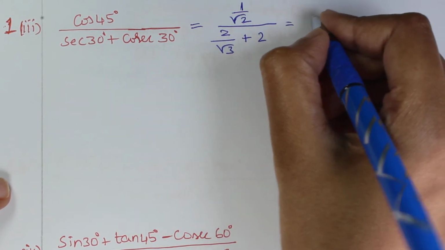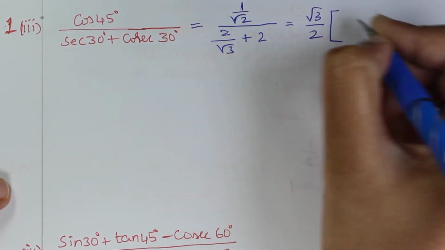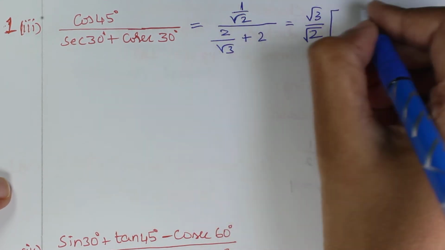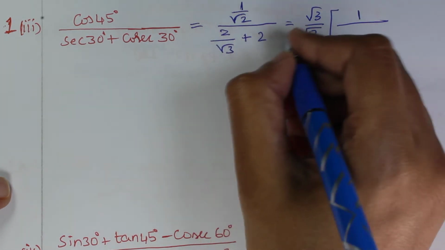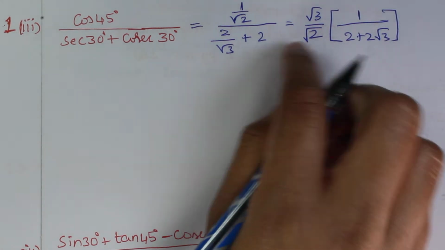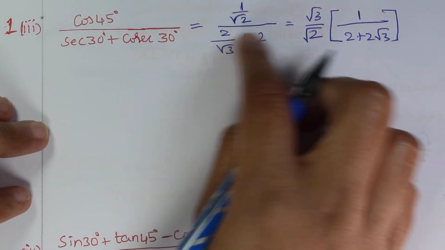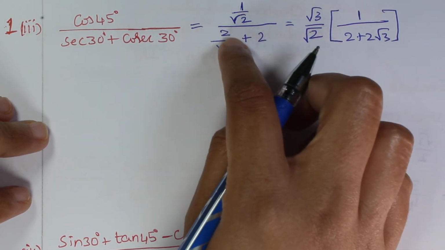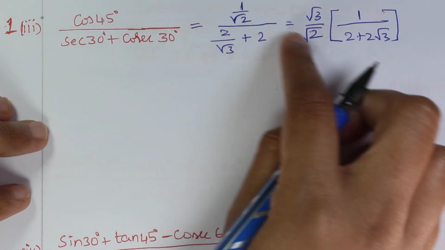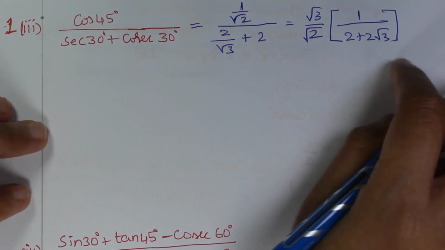That is equal to root 3 by 2 into root 3 by root 2 into 1 divided by 2 plus 2 root 3. So what did I do here? I have taken root 2 and root 3 outside and I have taken the LCM. For the denominator it will become 2 plus 2 root 3 by root 3, and when it comes outside it becomes root 3 divided by root 2 into 1 by 2 plus 2 root 3. Hope this is clear for you.